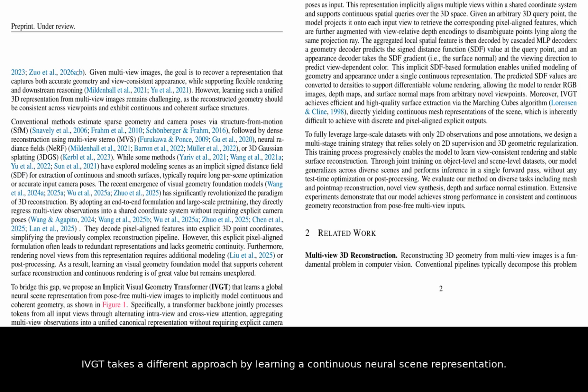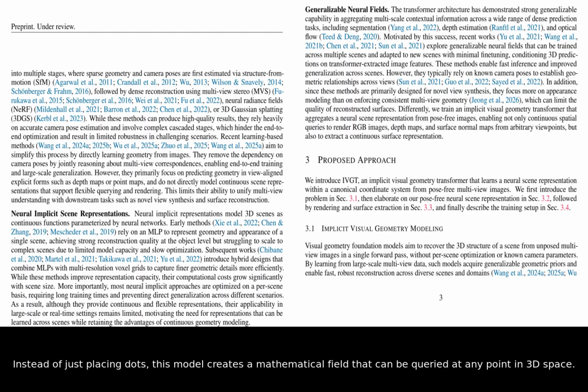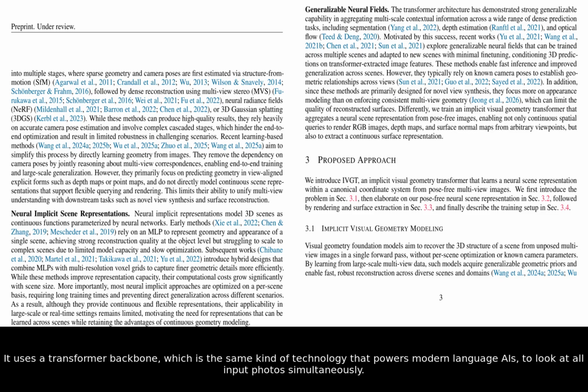IVGT takes a different approach by learning a continuous neural scene representation. Instead of just placing dots, this model creates a mathematical field that can be queried at any point in 3D space. It uses a transformer backbone, which is the same kind of technology that powers modern language AIs, to look at all input photos simultaneously.